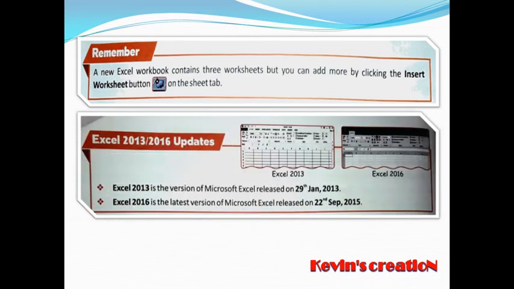Okay, next thing here, Excel 2013 and 2016 updates. So this shows Excel 2013 and 2016. Excel 2013 is the version of MS Excel released on 29th January 2013. After that we had Excel 2016. Your book says it is the latest version of MS Excel, released on 22nd September 2015.